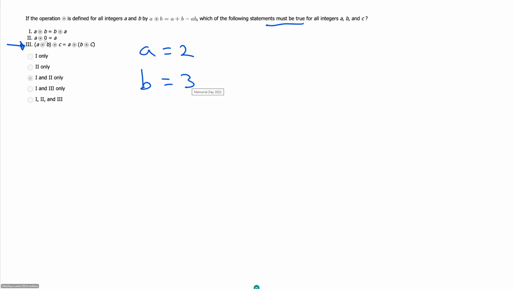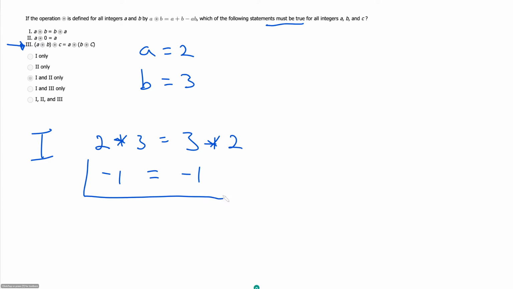For statement 1, I want to know, is a star b equal to b star a? That means, is 2 star 3 equal to 3 star 2? So what's 2 star 3? That will be 2 plus 3 minus 2 times 3. So that's 5 minus 6, which is -1. And then 3 star 2 would be 3 plus 2 minus 3 times 2, which is the same, 5 minus 6, and that's -1.